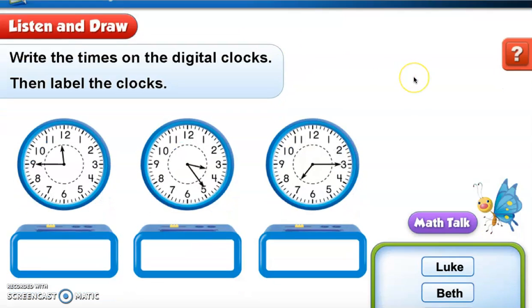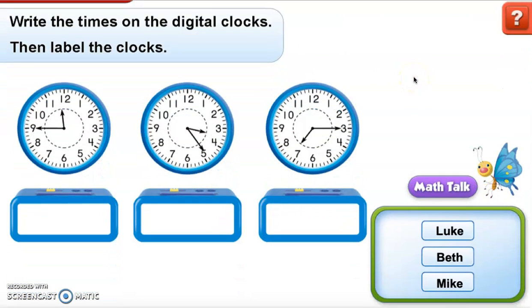So the first one is kind of like a little warm up. It has us labeling the clock with people's names, so I think there might have been another question we had to look at before this, but for this activity we're just going to look at each clock and see what time it is showing, and then we're going to write that time in the digital clock.